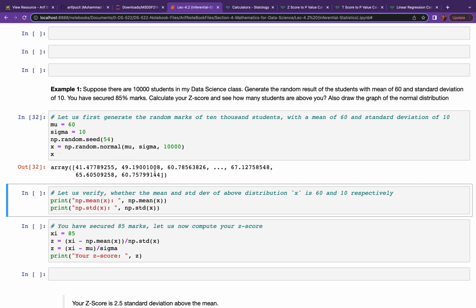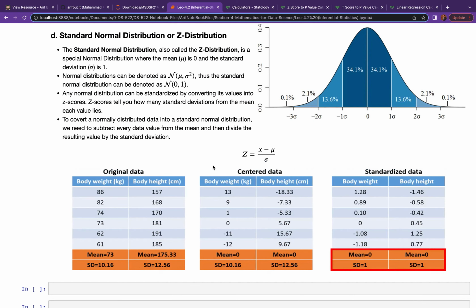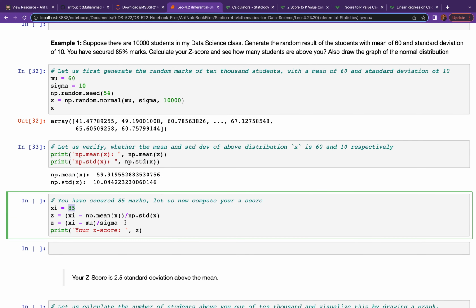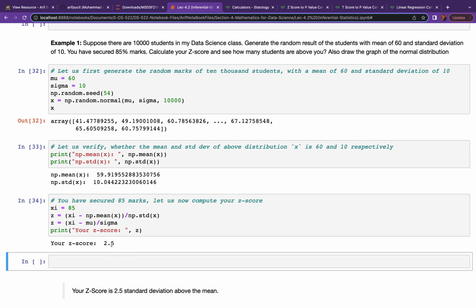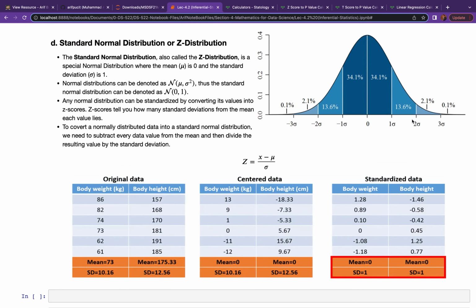Okay, let's suppose that a student has scored 85% marks and I want to calculate the Z-score. So let me do that. So this is the mean, and to convert the 85 marks into a Z-score, I have used this formula, x minus mu over sigma. So this is the Z-score, and the Z-score is 2.5. So that means 2.5 sigma, somewhere over here. Great.